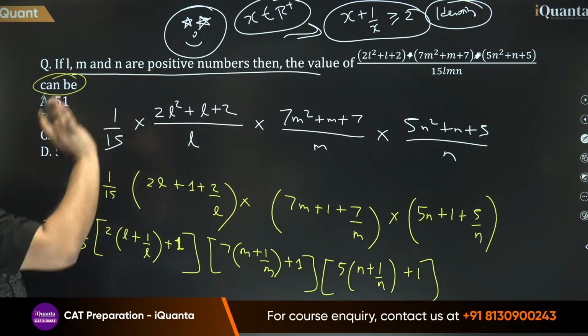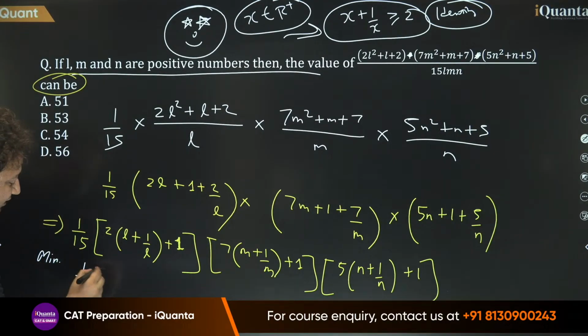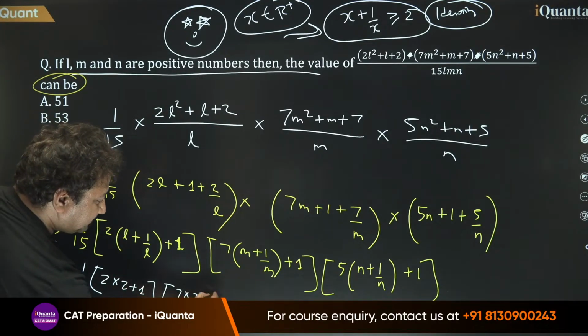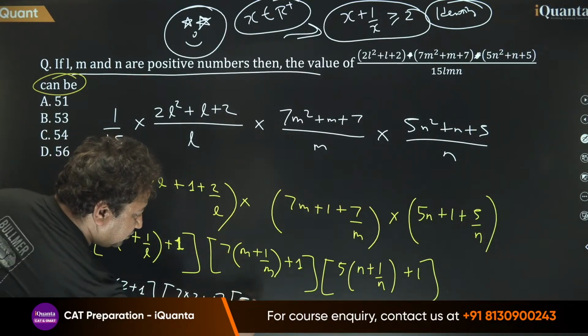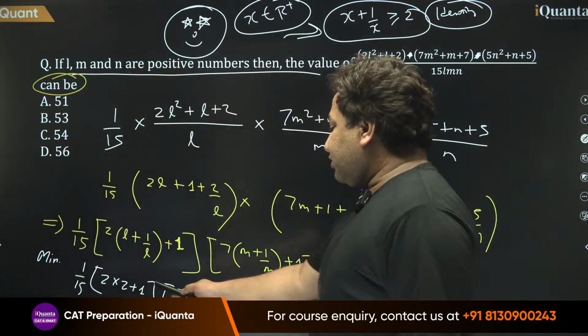If 2 is the minimum value, तो मैं इसका minimum कैसे find कर सकता हूँ? To find the minimum, what I will do? I'll replace all these brackets with 2. 2 into 2 plus 1, 7 into 2 plus 1, 5 into 2 plus 1. So let's solve it. 2 into 2, 4 plus 1, 5.